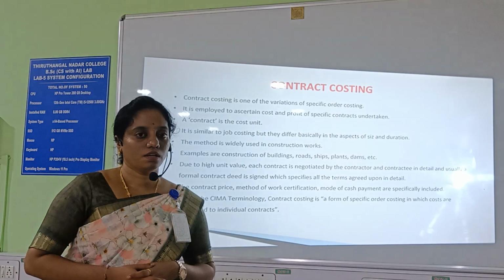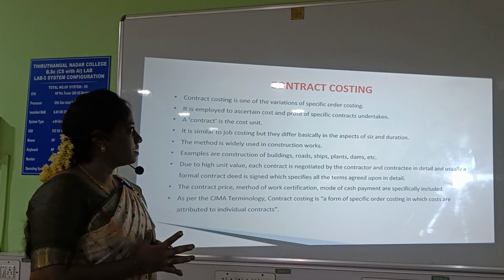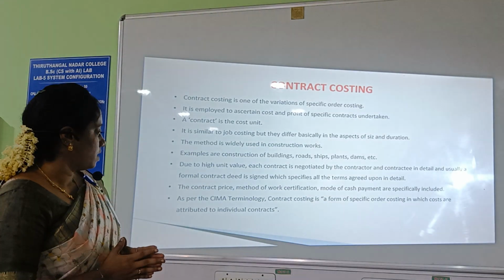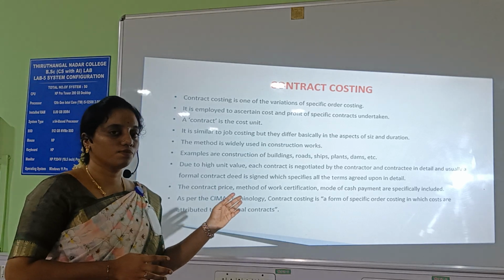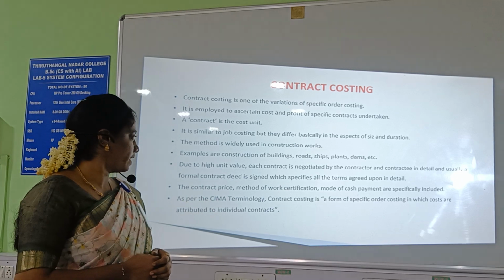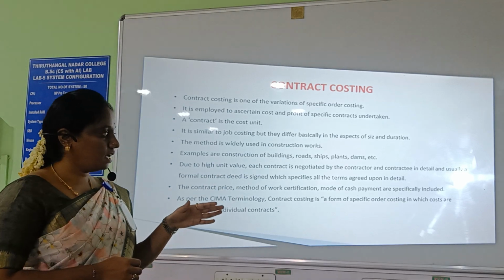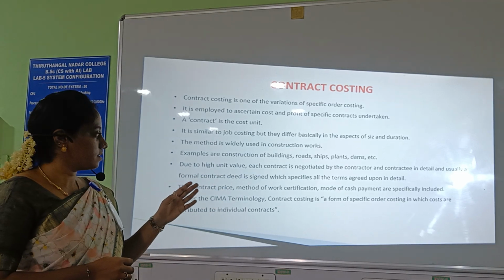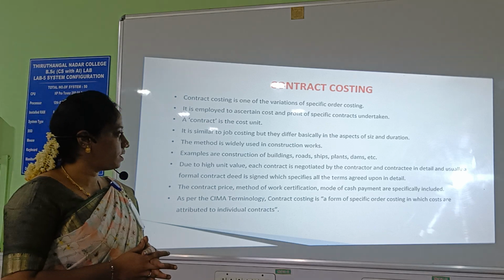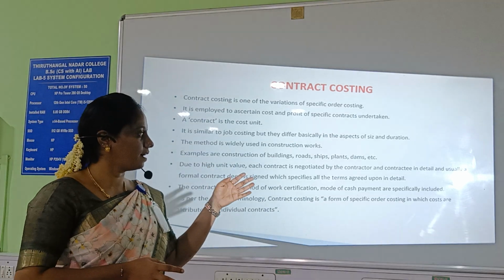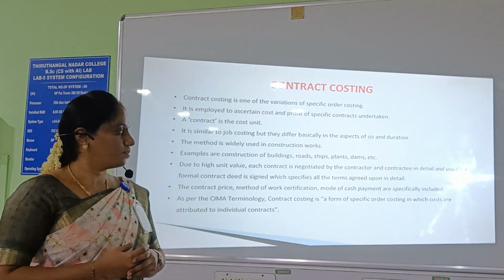Next one is contract costing. So a contract is the cost unit. Contract costing is one of the variations of specific order costing, and as per the CIMA terminology, contract costing is a form of specific order costing in which costs are attributed to individual contracts. Due to high unit value, each contract is negotiated by the contractor and the contractee in detail, and usually a formal contract is signed which specifies all the terms and conditions agreed in detail. Examples of contract costing are construction of buildings, ships, plants, dams, etc. So this method is very widely used in construction work alone.